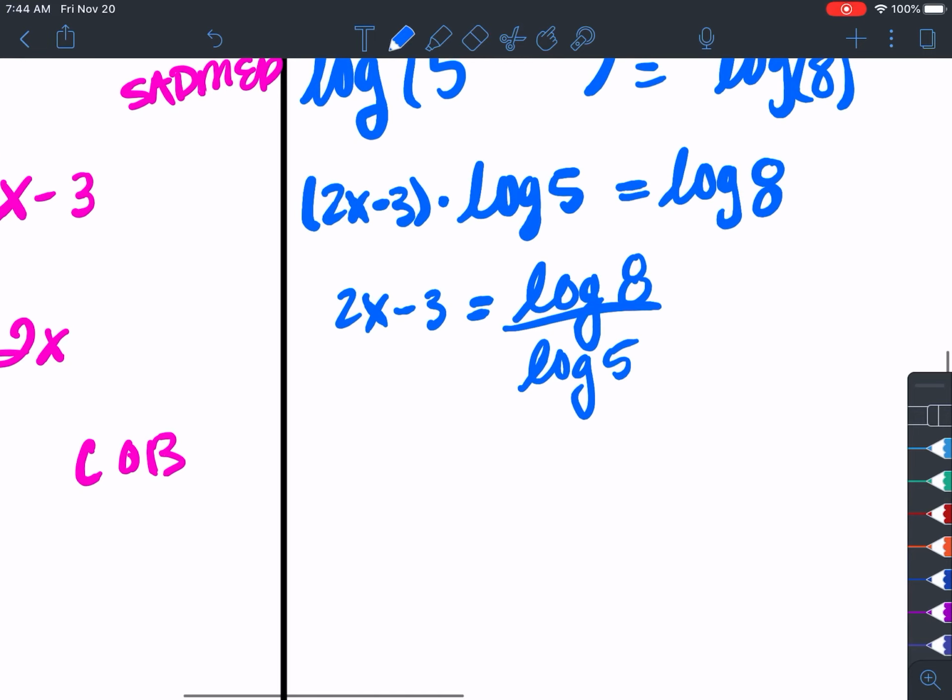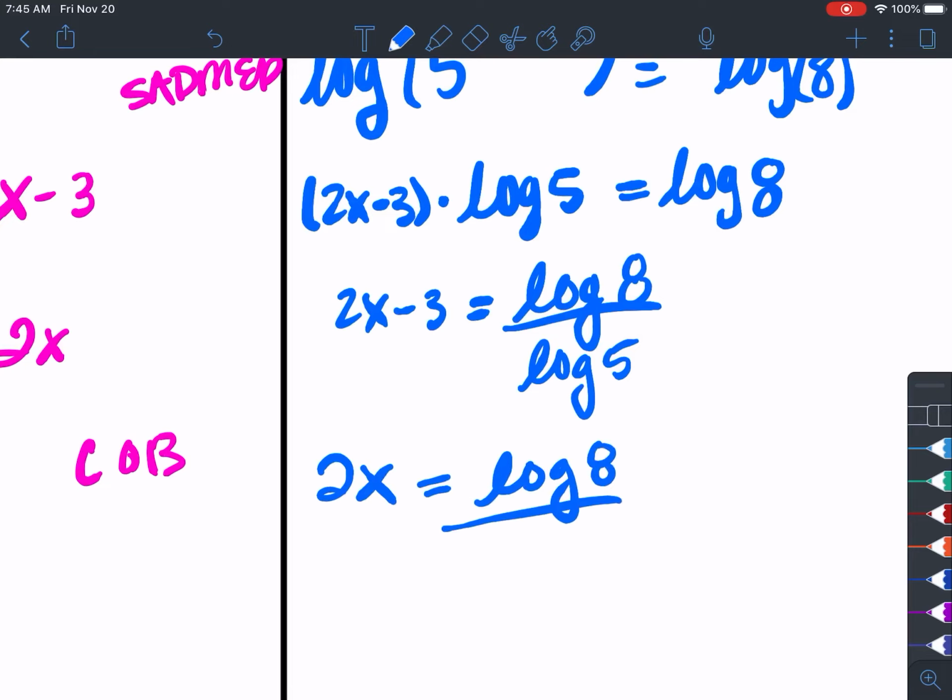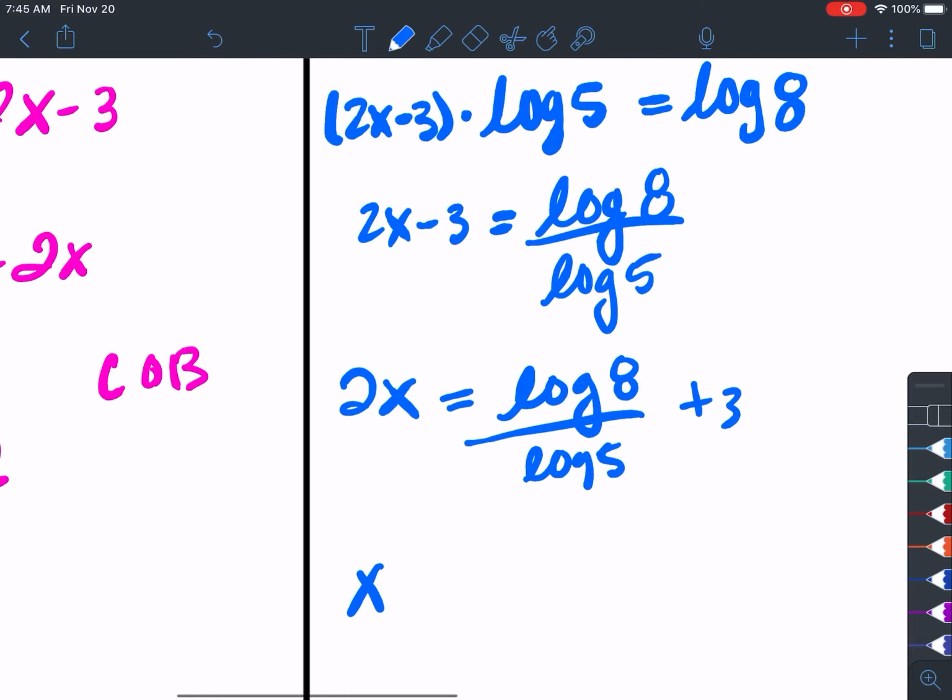Hopefully that's starting to look familiar. Now we can just go ahead and isolate x. So 2x equals the log of 8 over the log of 5 plus 3. Divide everything by 2.